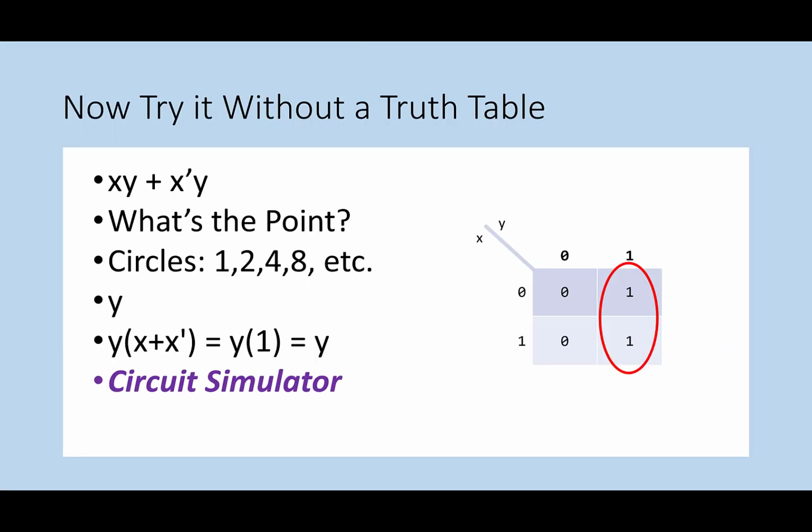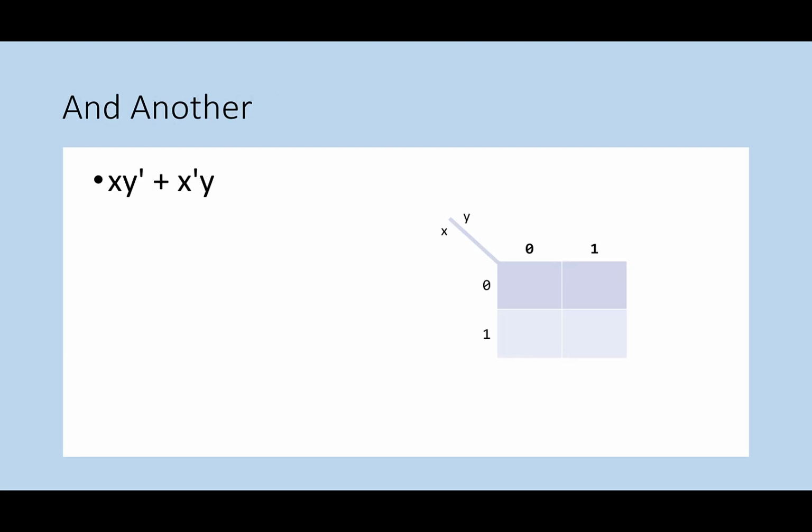All right, let's check out another one here. Same idea, we have x y bar plus x bar y. Well, where does x y bar go? Just think of that as 1, 0, right? X is 1, y is 0. Okay, 1, 0 goes there. And then the next one is where x is 0 and y is 1, which is going to go there. So we end up with this.